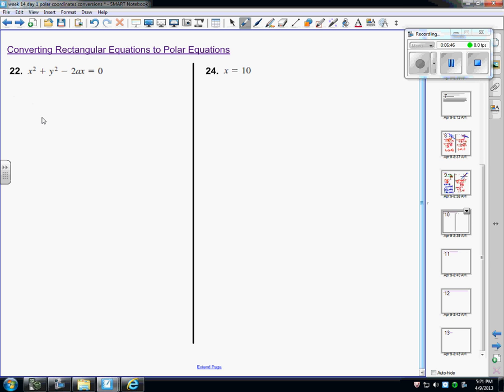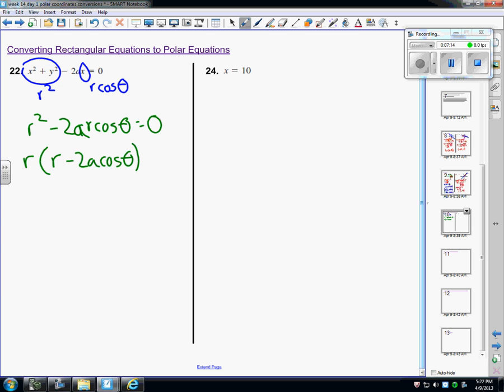So, x squared plus y squared, I know that's r squared. And the form for x is r cosine theta. So let's just drive right into that and say this is r squared minus 2a r cosine theta equals 0. I will pull out the r. R minus 2a cosine theta equals 0. So I'm either r equals 0 or r equals 2a cosine theta.